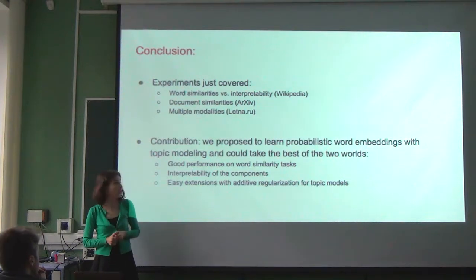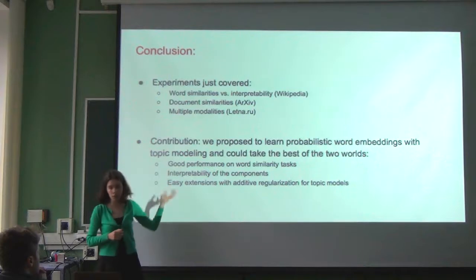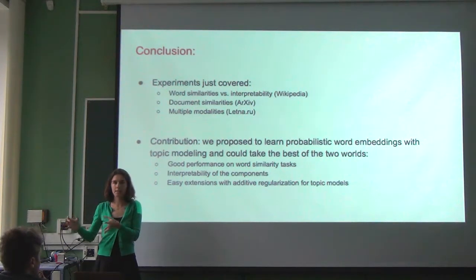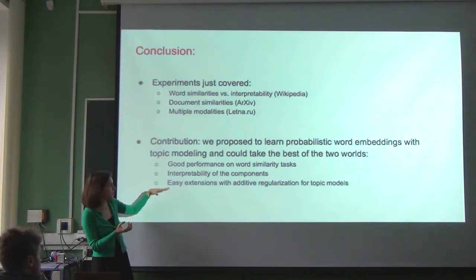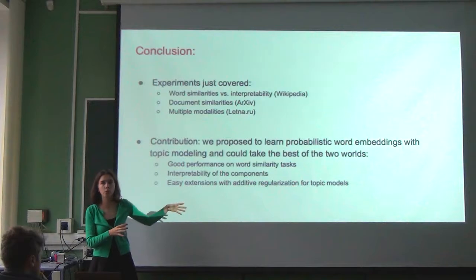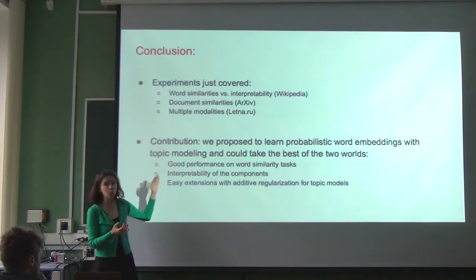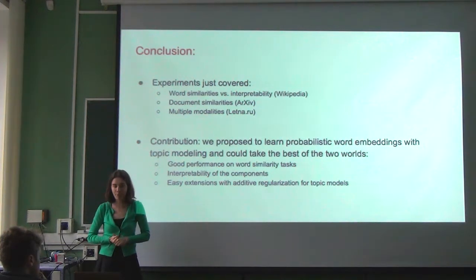Okay, that's all. So we have covered 3 experiments right now, and all in all, we have proposed the model that builds probabilistic word embeddings, and we have shown that we can consider these tasks as one task in the topic modeling framework and use some benefits like easy extensions that are already known in Bayesian or non-Bayesian topic modeling work, and some interpretability of the components, and something else that we will hopefully do in the future. So thank you.